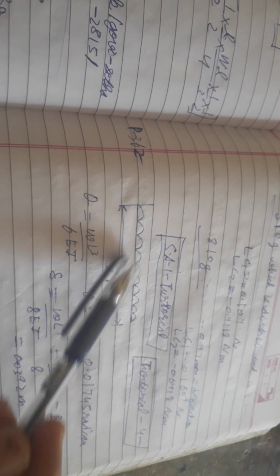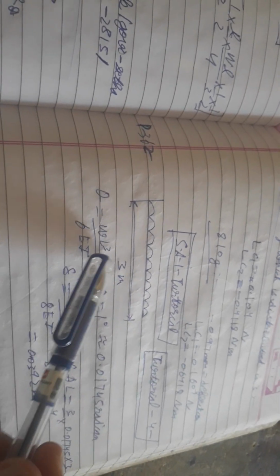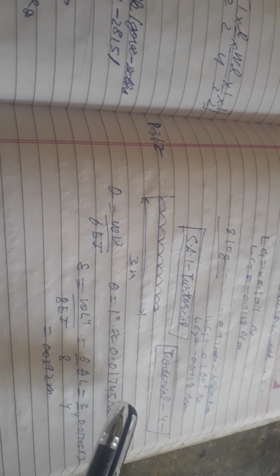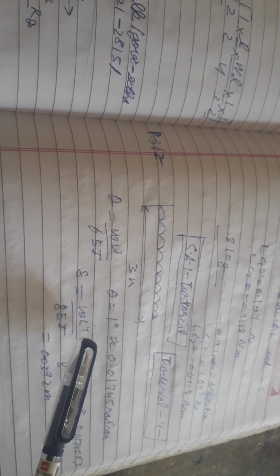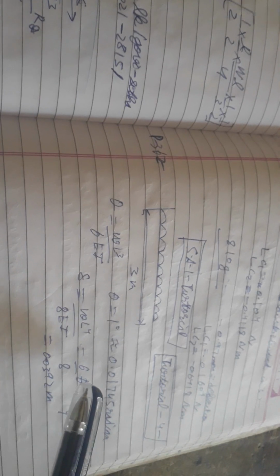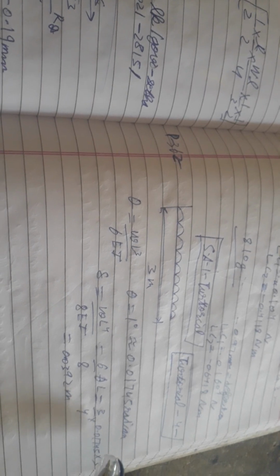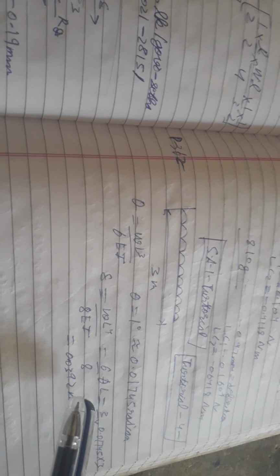This is 3 meter. This can be the uniform distributed load. This is theta is equal to WL cube by 6 EI. Theta is equal to 1 degree, approximately equals 0.01745 radian. Delta is equal to WL raised to 4 by 8 EI, which is equal to 6 by 8 theta L, equal to 3 by 4 into 0.01745 into 3, which is approximately equal to 0.0392 meter.